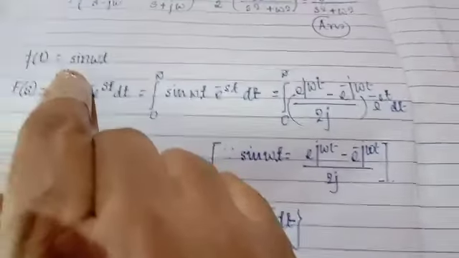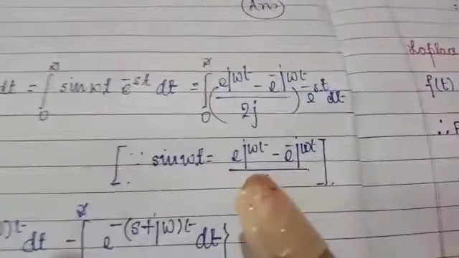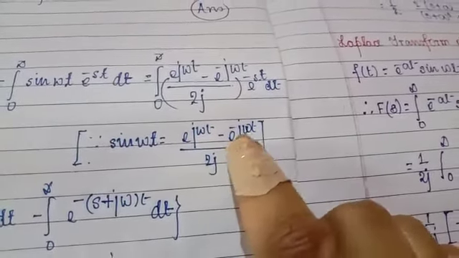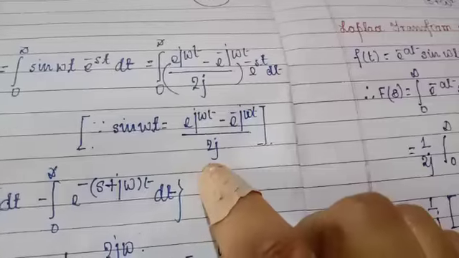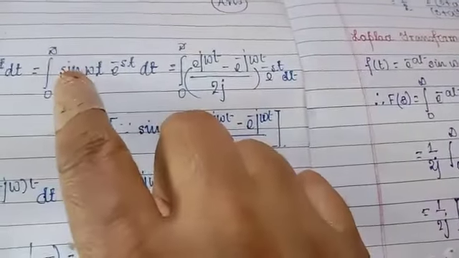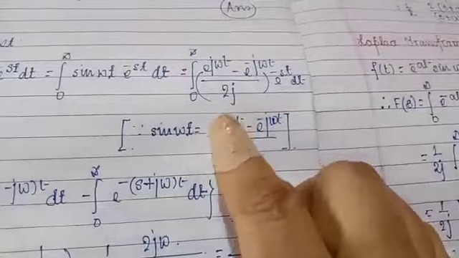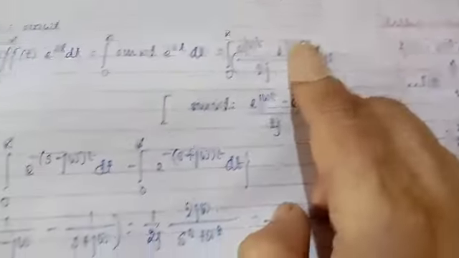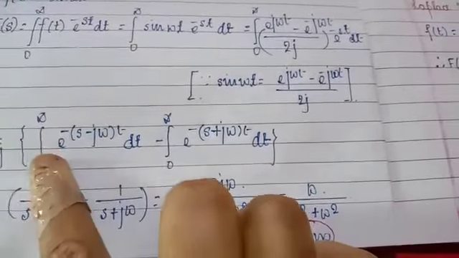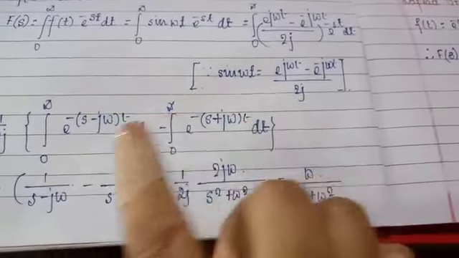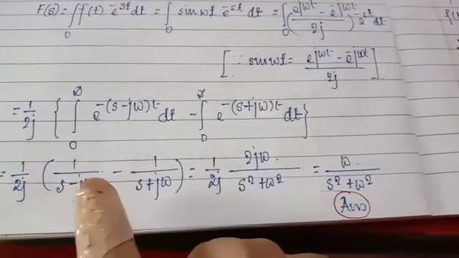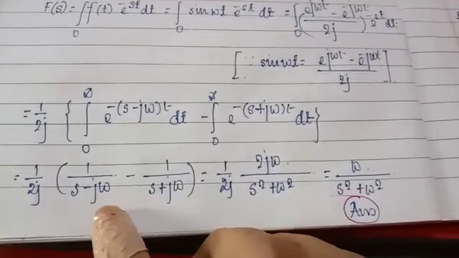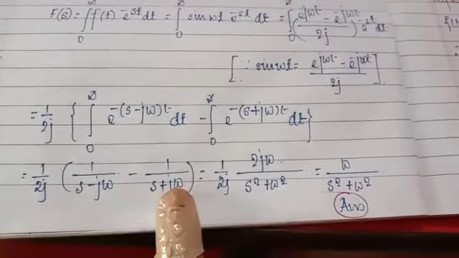Similarly, if f(t) is equal to sine omega t, then sine omega t can be expressed as e to the power j omega t minus e to the power minus j omega t, divided by 2j. So substituting for sine omega t in terms of complex exponentials, I get this, and then I split the two terms into two integrations, and finally, after integrating and substituting the limits, I got these two.